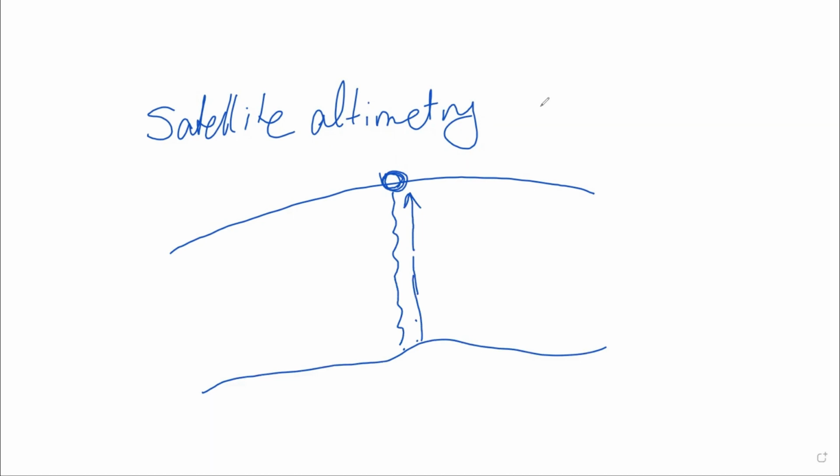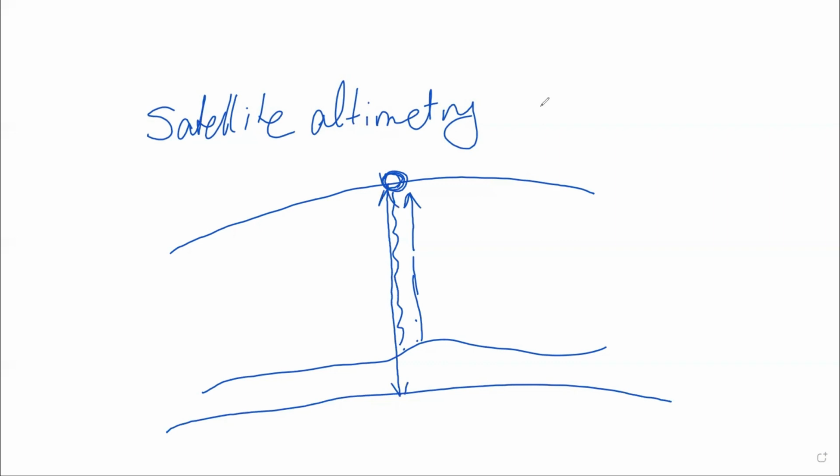Based on this, the speed of the radar signal and also the travel time from the satellite down to the sea level, we can determine the height of the satellite over the sea. But what is the point of that? If we want to measure the satellite altitude, we need a reference surface, a reference ellipsoid, and we can compute the height of the satellite with respect to the reference ellipsoid.